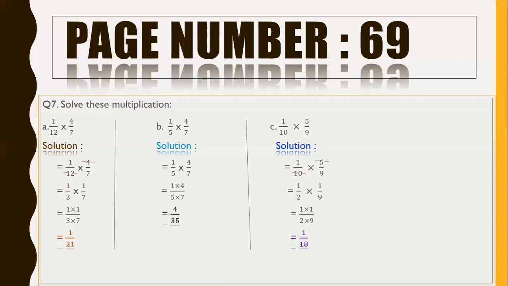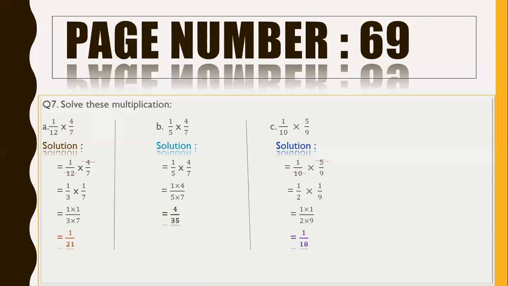Part C, 1 over 10 multiplied by 5 over 9. What do you think about these fractions? Can we cancel or not? Yes, very good. We can cancel 5 and 10, because 5 is in the numerator and 10 is in the denominator. 5 twos are 10. We can cancel 5 and 10 with each other.